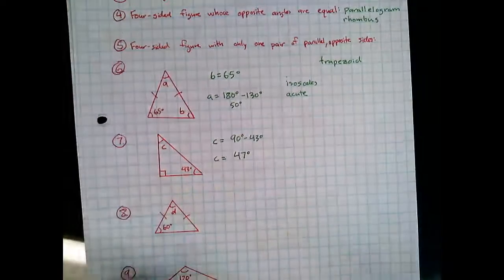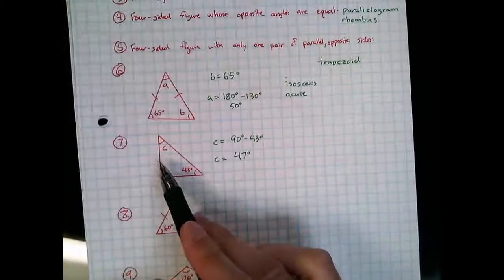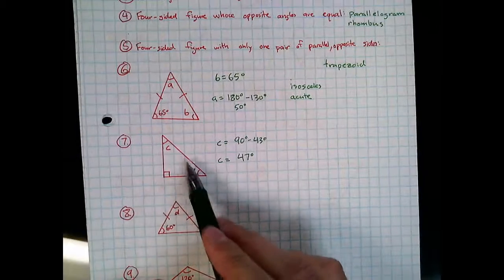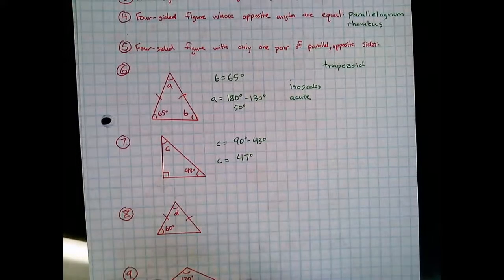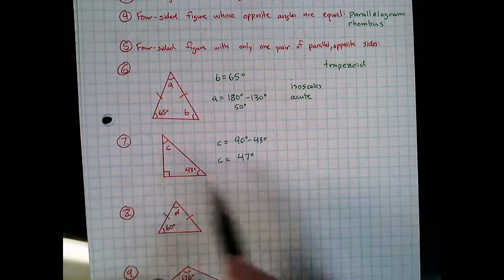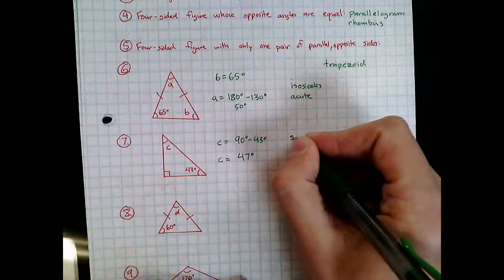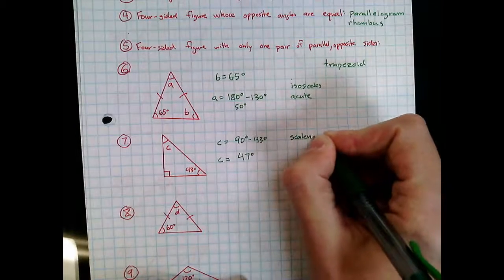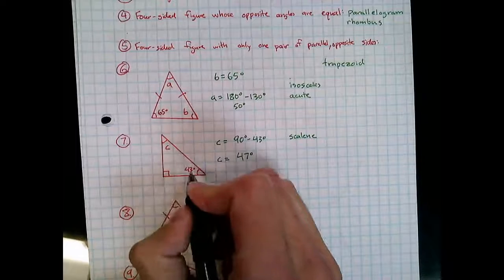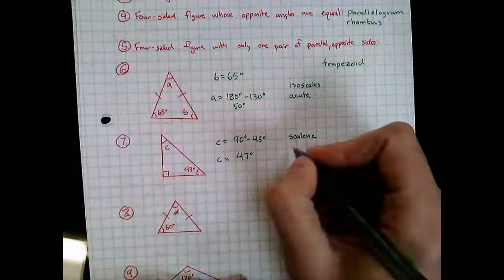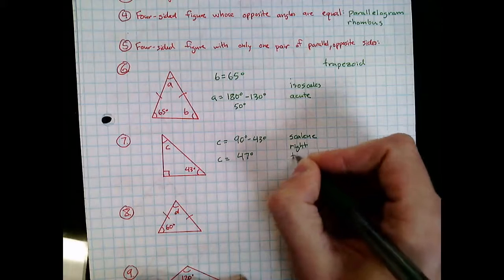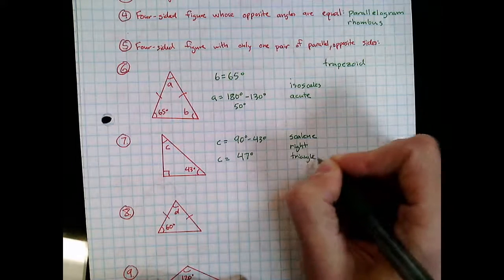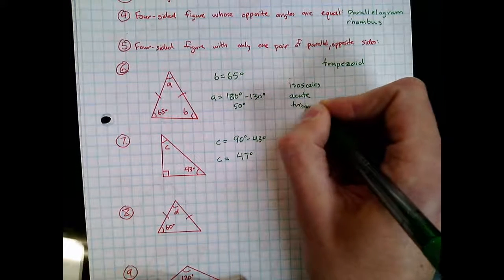Now the question is, we know it's right, and it's not equilateral, but is it scalene, all different lengths, or is it isosceles? If you were thinking scalene, you're correct. If it was isosceles, these two angles would have to be equal to each other. So because they're not, it must be scalene, and it is a right triangle. It's right up there too.